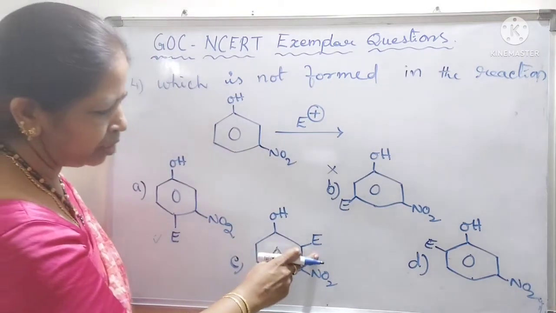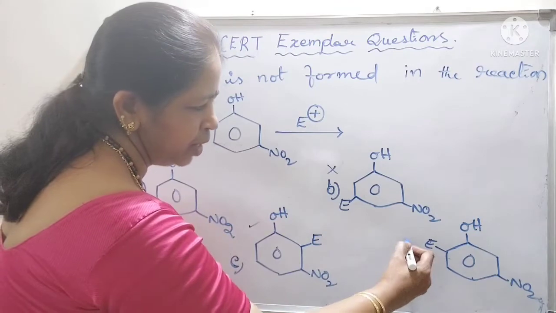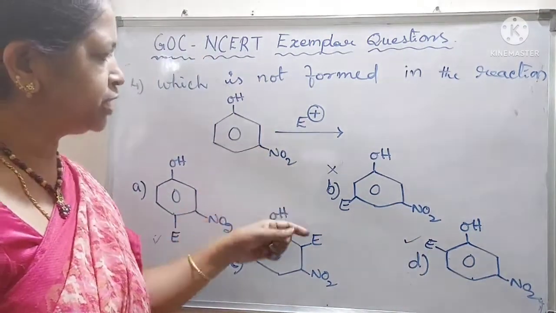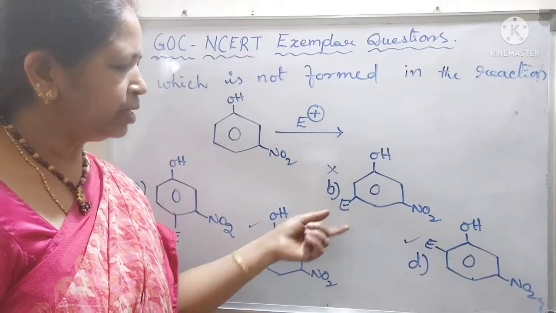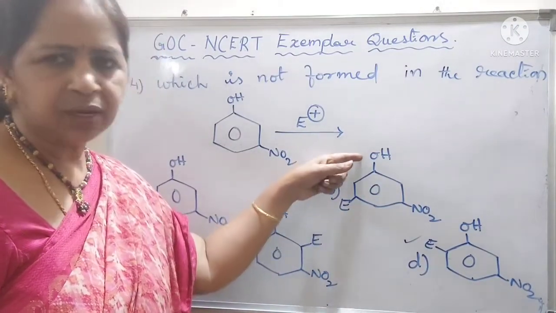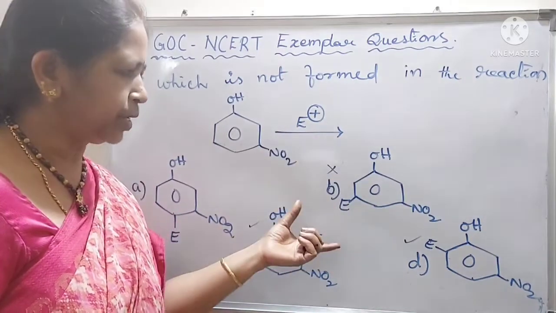And the third electrophile is ortho, so we get this one, and it is also ortho, so we get this one. So the answer for this question is B, where the third electrophile is present meta to the electron releasing group. This product we will not get in this reaction.